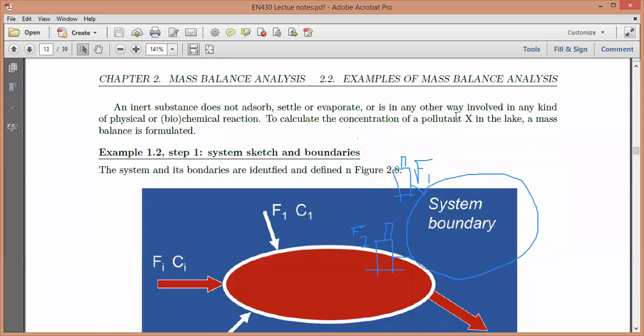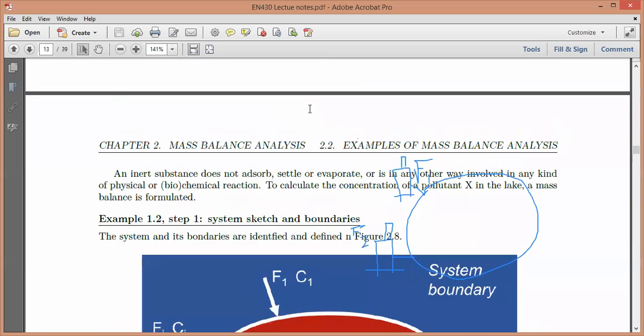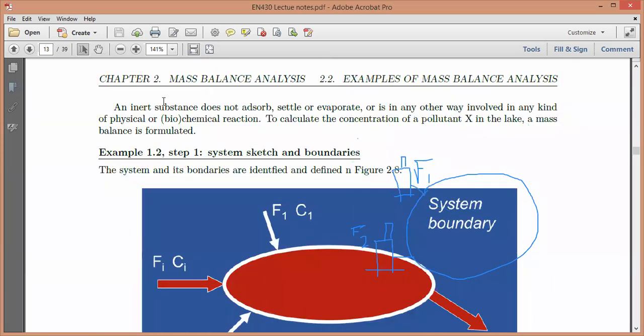Okay, so an inert substance does not absorb or settle. Remember, we've been told that the substance is inert, so we're now being given a brief explanation of what an inert substance really is and what properties it has. It does not absorb, settle, or evaporate, or is in any other way involved in any kind of physical or biochemical reaction. So this is going to help us in our mass balance analysis, trying to understand where this pollutant is going.